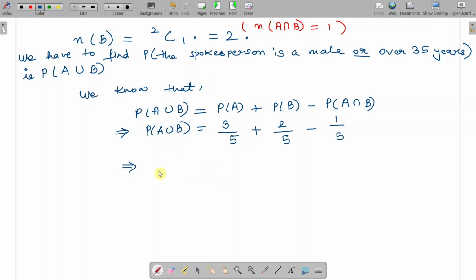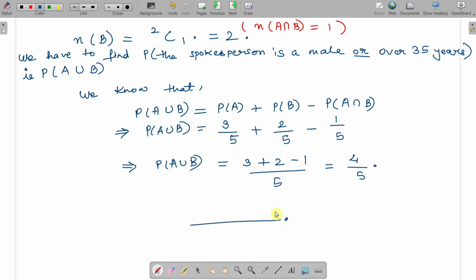So this implies the probability of A union B is equal to 3 plus 2 minus 1 divided by 5. So that is nothing but 3 plus 2 is 5, 5 minus 1 is 4, and then divided by 5. So this is the required probability. So that is the answer.